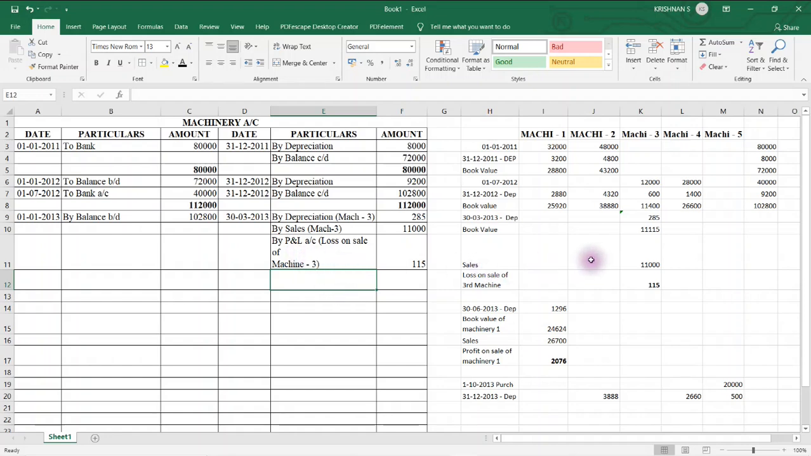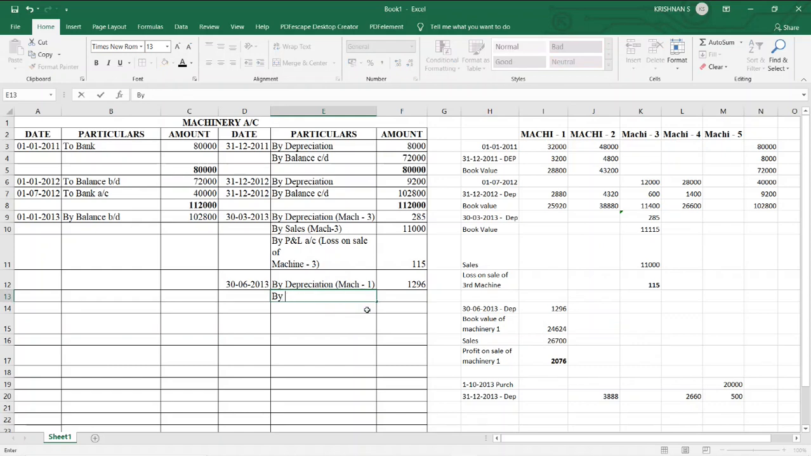Then next to this transaction we have a transaction on 30/6/2013. This is also related to the sale of machinery. So here, 30/6/2013, by depreciation. It's a depreciation on machinery 1. Okay, it's sold on 30/6/2013. So the total depreciation is 1,296. Then we need not consider the book value, but we need to consider the selling price.